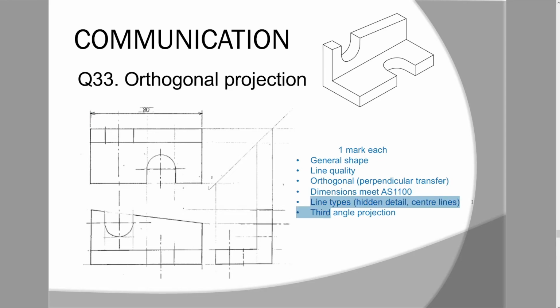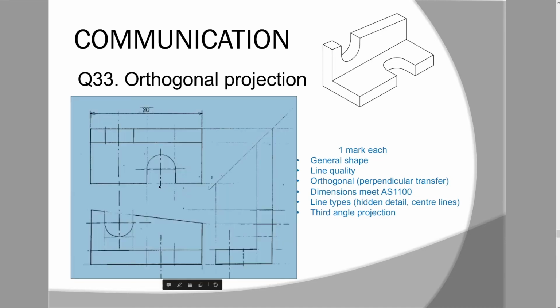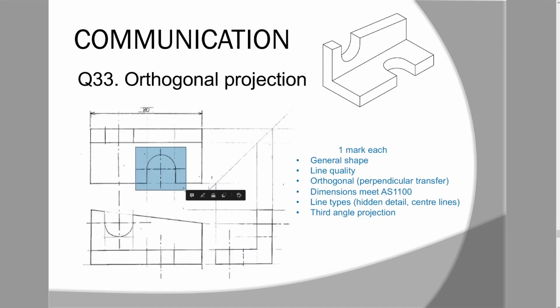Then I have line types that you've included a hidden detail line. I asked for a hidden detail line here. I asked for a center line, which is this thing here, and the idea of third angle projection, which I've already mentioned, top view on top.